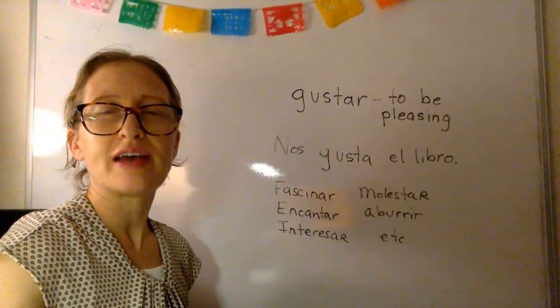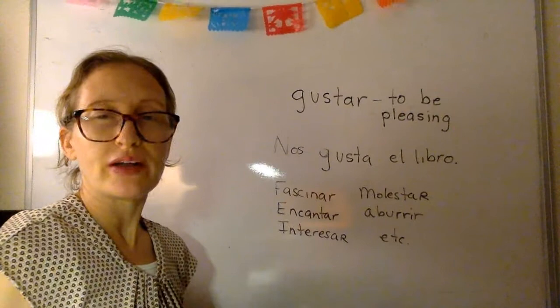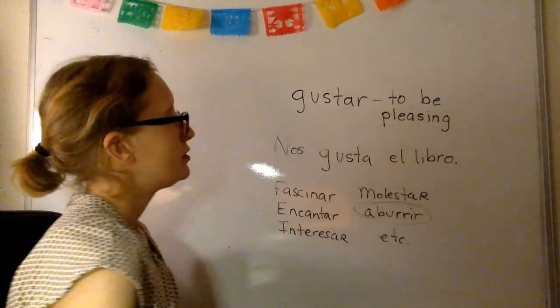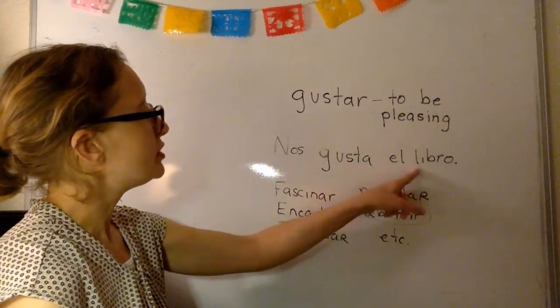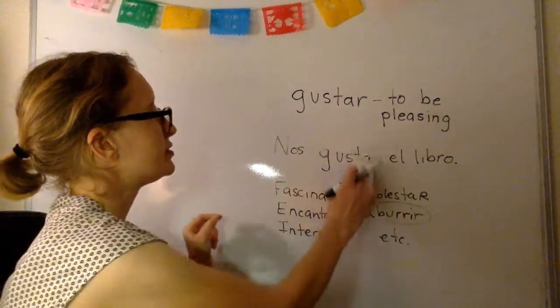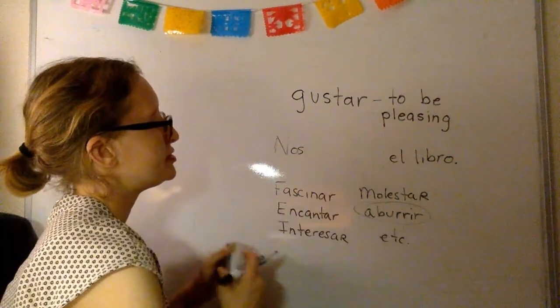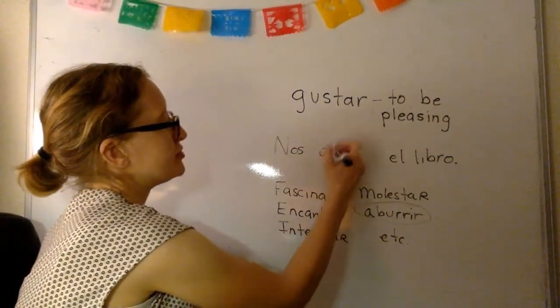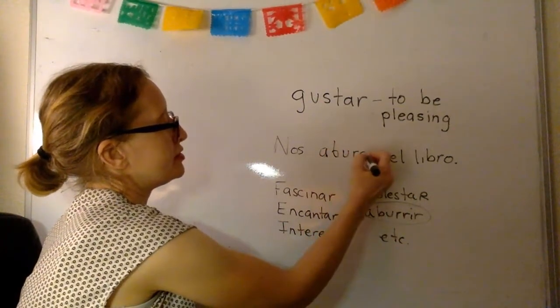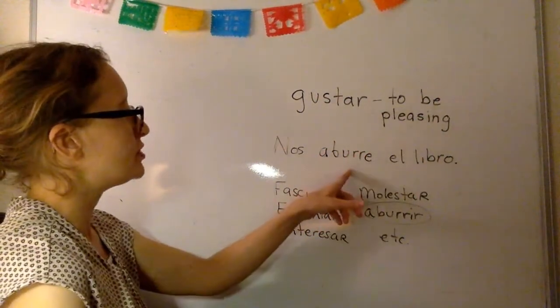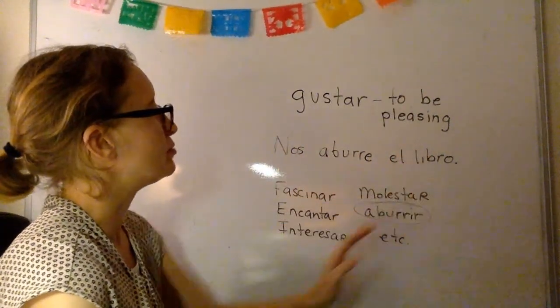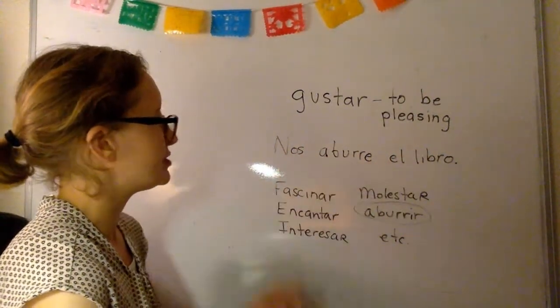So we can change this around. What if we wanted to say, the book is boring to us? We said aburrir is to bore. So the book is boring to us. Then we simply conjugate aburrir appropriately. It's not aburrimos, but aburre. If you said aburrimos, it would mean we are boring to ourselves, and then this part wouldn't make sense. The book is boring to us.